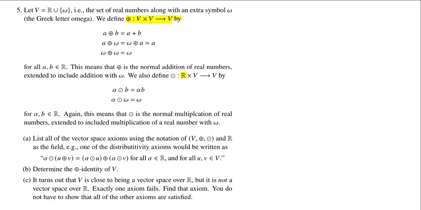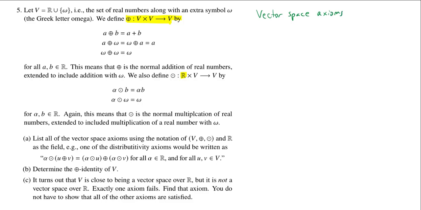It says list all of the vector space axioms using the notation of this set V along with the ⊕ and the ⊙, using R as the field. And then there's an example given. You can see this looks like our normal distributivity axiom, but we have a ⊙ and a ⊕ where we would normally have a regular dot and a regular plus. All right, so let's try to write down our vector space axioms in this context.